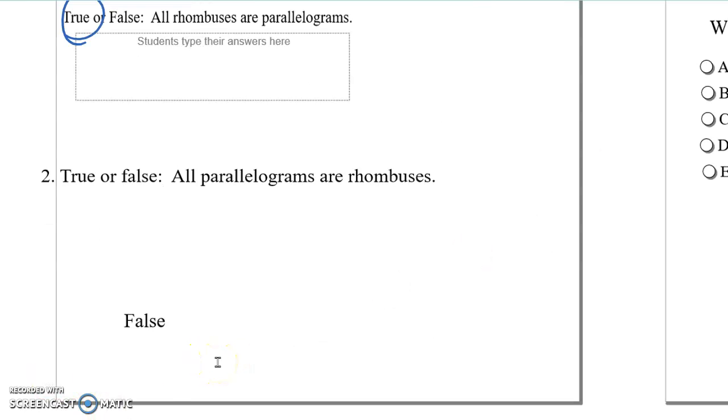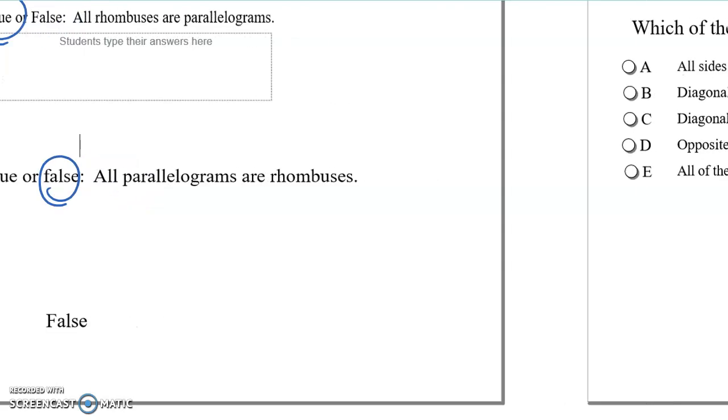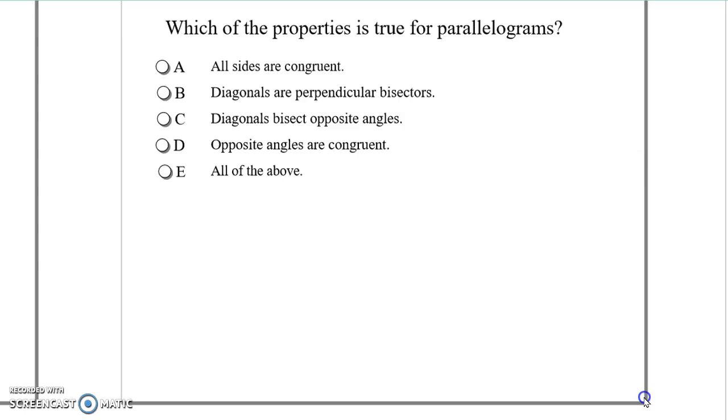True or false, all parallelograms are rhombuses? That's false, because a parallelogram could be a rectangle or a square. Okay. And then let's check, this just goes back, which are true for all parallelograms. So this is something that every parallelogram has to have.